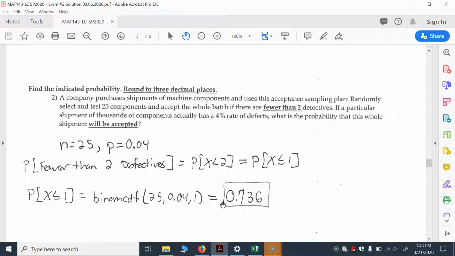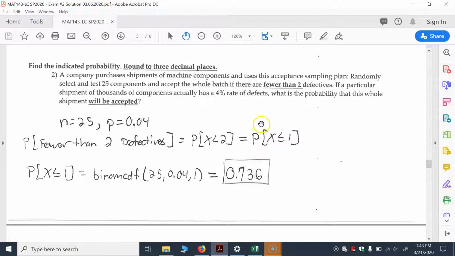Now, stay with Form B, right? Problem 2, a binomial distribution problem. All right, this is really a quality control problem. So they randomly select and test 25 components, accept the whole batch if there are fewer than 2 defectives. So with the binomial problem, I identify N and P. N is 25, and P, the probability of having a defect, is 0.04.